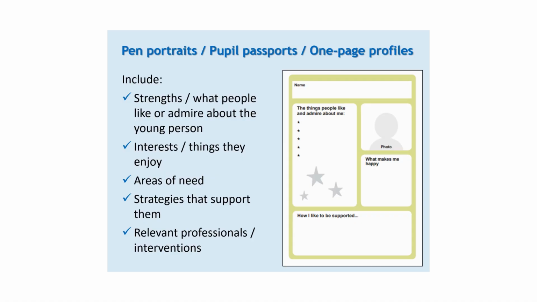Pen portraits, pupil passports, and one-page profiles. These include strengths, what people like or admire about the young person, interests and things they enjoy, areas of need, strategies that support them, and relevant professionals and interventions.